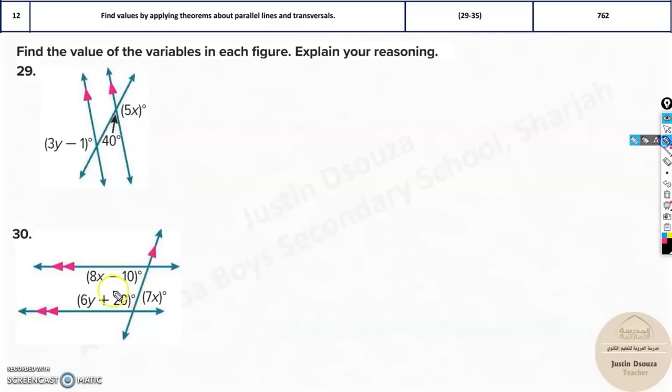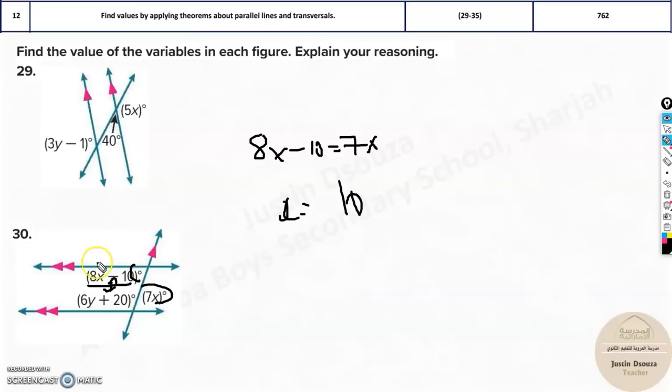Same way over here, these are consecutive interior angles, but before that, find the x value. How will you solve for the x value? Here this is an interior angle, and this is also an interior angle, alternate interior angles. So you have to equate 8x minus 10 equal to 7x. Solve for x, you will get the answer. Take this to the other side, x is equal to positive 10. Now once you know x is equal to 10, you can solve this: this angle plus 6y plus 20 equals 180 degrees, and then solve it.